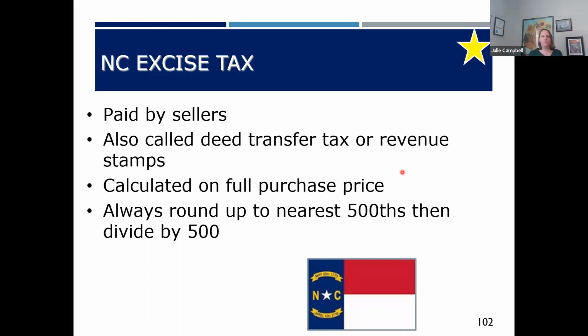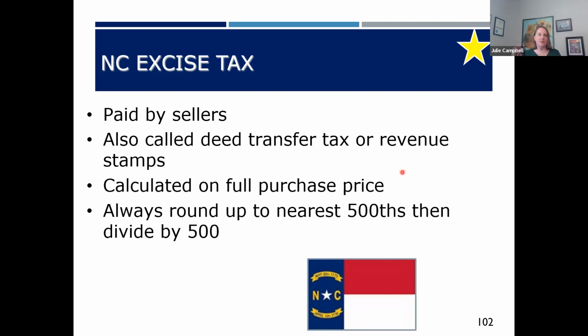And how you calculate excise tax, we're going to look at a couple examples together, of course. You take the full purchase price. What's the agreed upon purchase price between buyer and seller? Take that purchase price and we're going to divide by 500. How much the seller has to pay is the purchase price divided by 500.